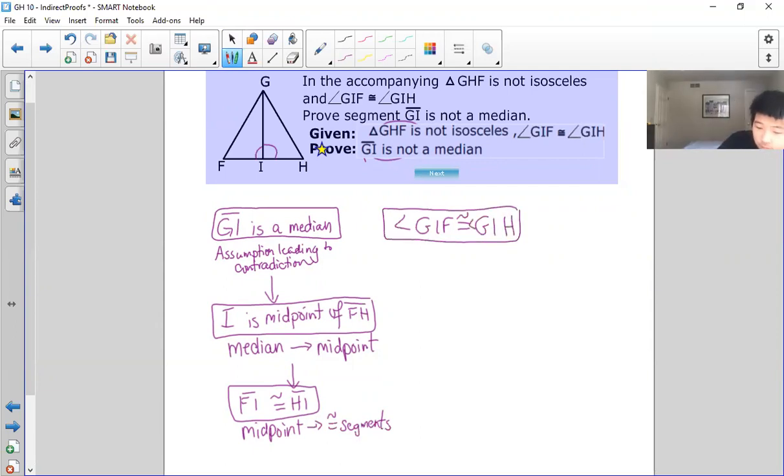let me just put this in there. If I can get these triangles congruent, triangle one congruent to triangle two, then all their parts are congruent, which means that this is congruent to this, which means it's isosceles, but it's not isosceles, so therefore the whole thing is for nothing because it's wrong.